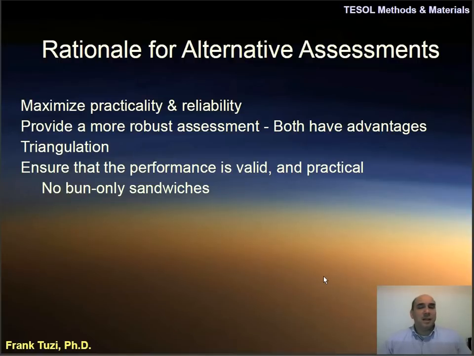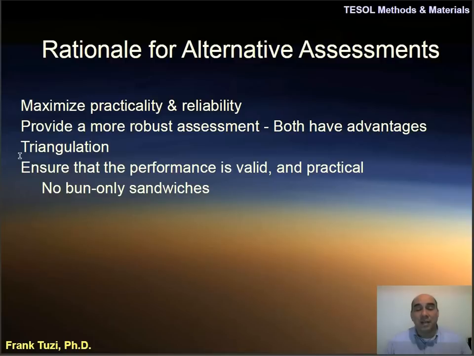Why use alternative assessments? I've already mentioned that you get triangulation, right? You're going to maximize practicality and reliability. You're going to increase reliability because you're going to be able to see it from different vantage points using the qualitative and the quantitative data. You provide a more robust assessment. You have the advantages, again, of having both, and I would agree with that. It ensures that the performance is valid and practical, okay, because you're providing that balance on both sides.